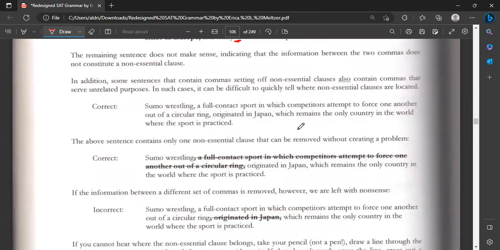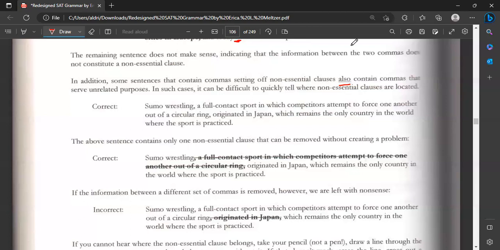All right, and this is an important note here. Sometimes we have sentences that set off a non-essential clause, but on top of that, they also contain other commas that are there for different reasons, commas that serve unrelated purposes. So sometimes it's hard to tell quickly where the non-essential clause is, but remember, the whole sentence should make sense without the non-essential clause.